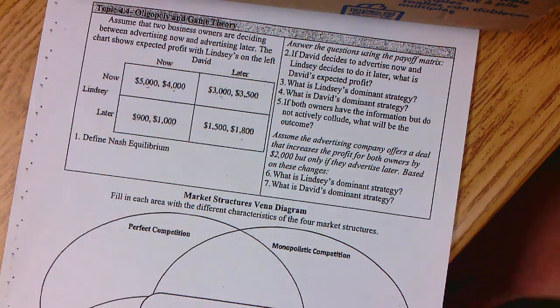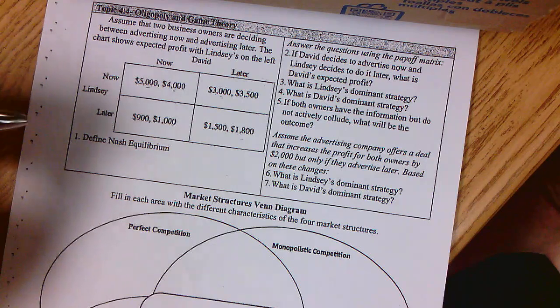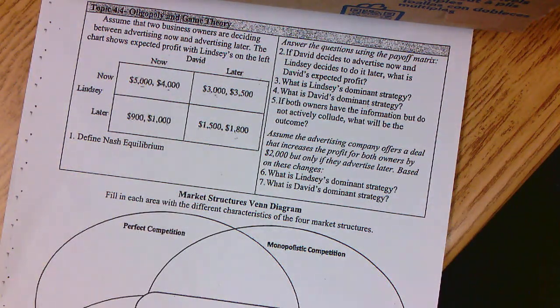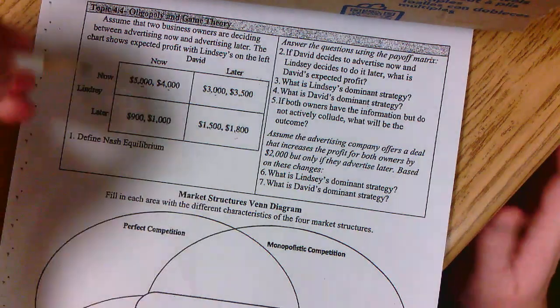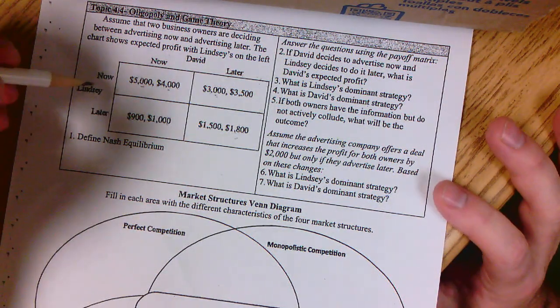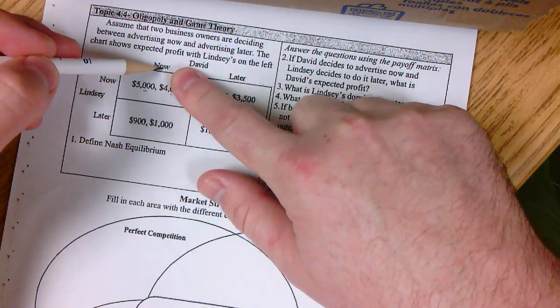Alrighty, y'all. The last section of Unit 4 here is looking at these payoff matrices and game theory. So we've got two different people here. We've got Lindsay and David, and they're trying to decide whether they want to advertise their product now or advertise it later. I think where most people struggle is how to read the graph. What we're looking at, I like just to kind of pick a side. Let's say that David picks now.